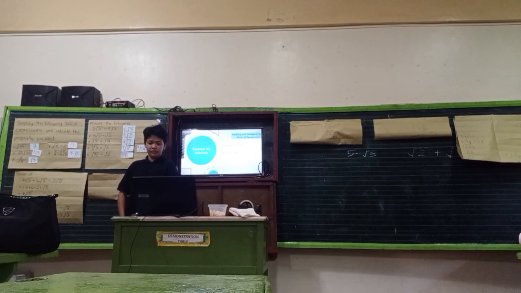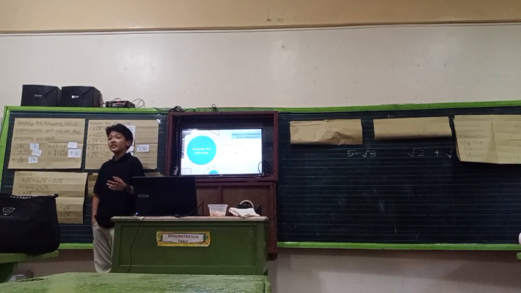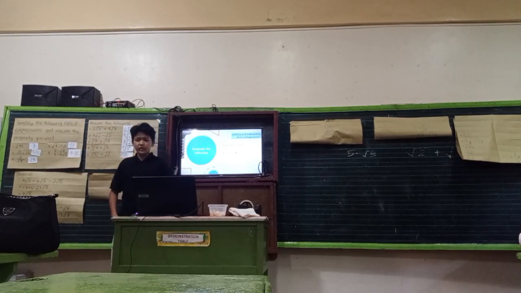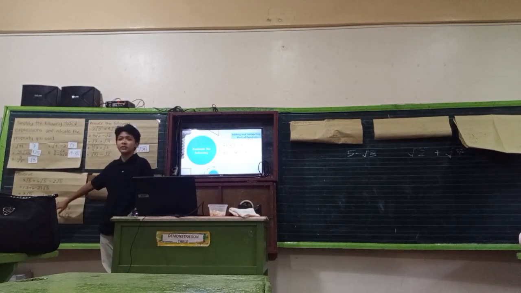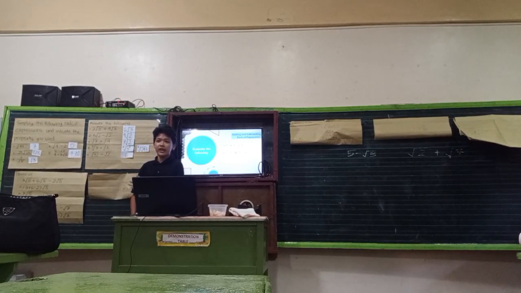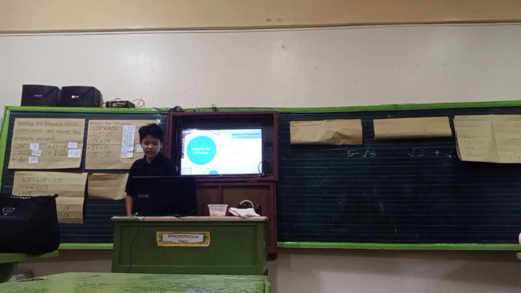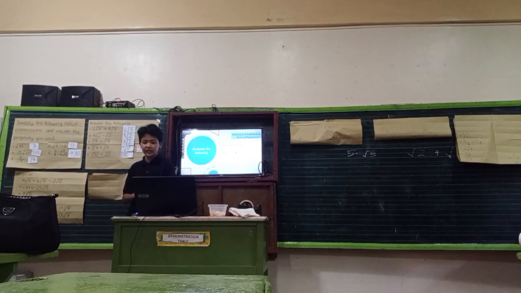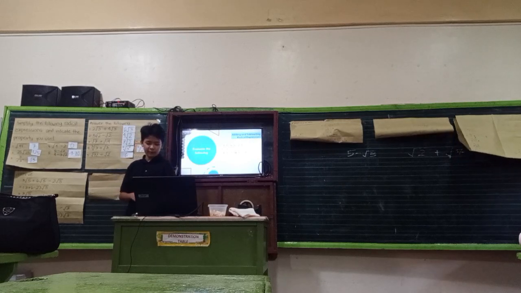What processes did you observe? Yes, correct. They are simplified first before they are added. So now, as you can observe from their solving, how do we add or subtract radical expressions? Yes, Abril. That's correct. As we can see, only the like radical expressions are added, as well as those of the same order.